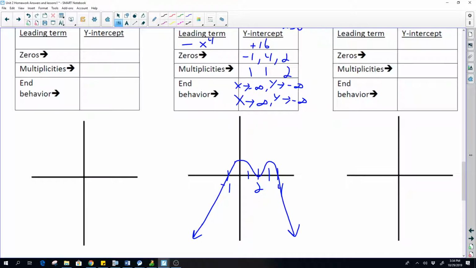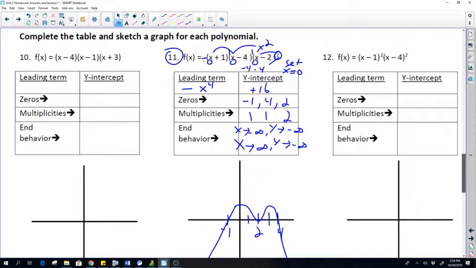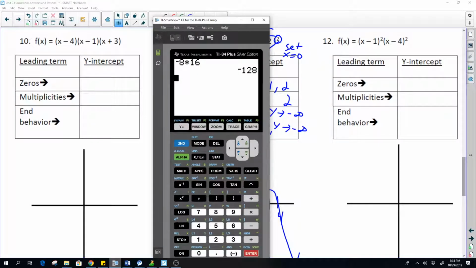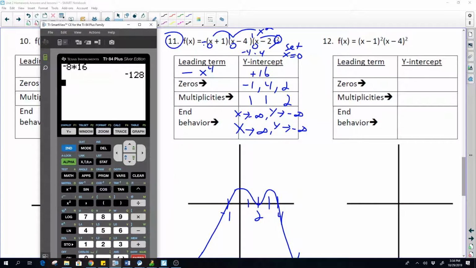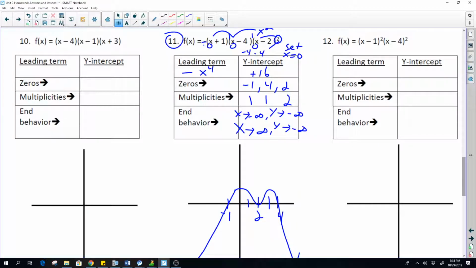And so if some of you are like, I don't believe this, they're just making up this stuff, I will show you on the graphing calculator that this is true, and that's what it looks like. Oh, and it should be 16. That's where the y-intercept is there.